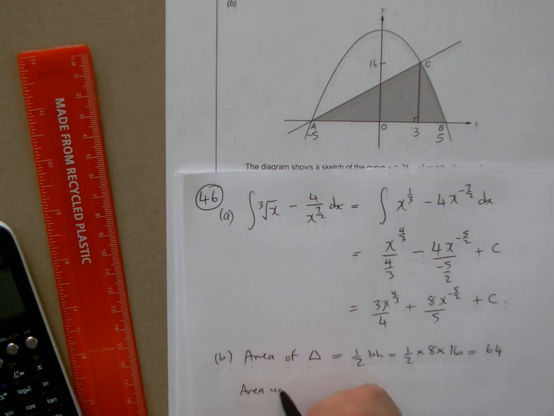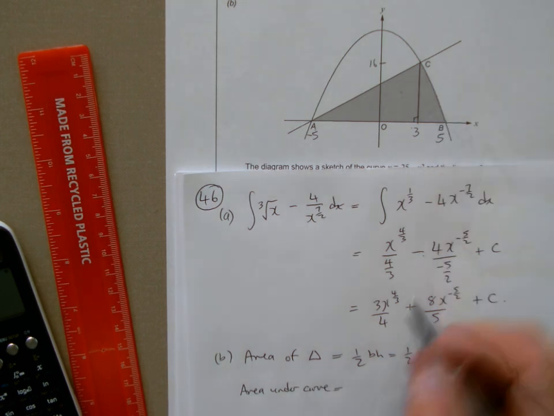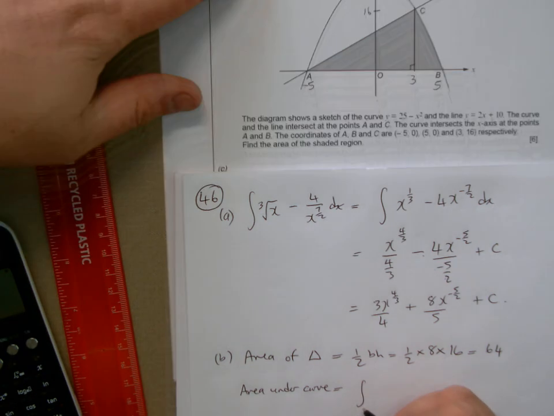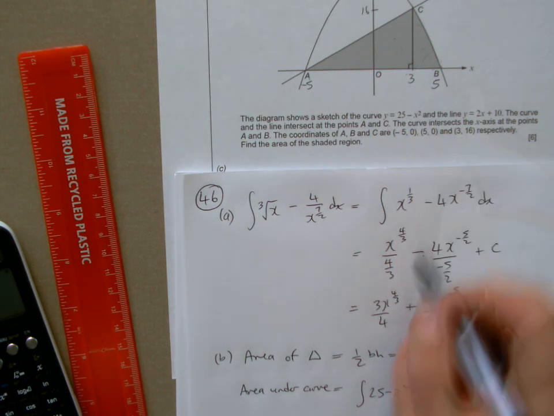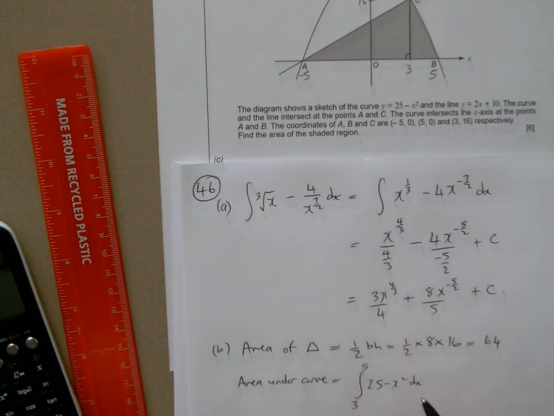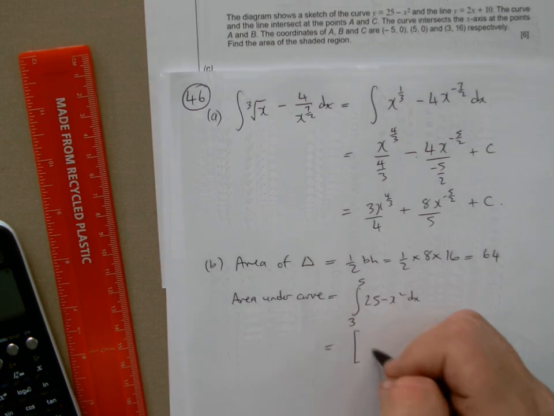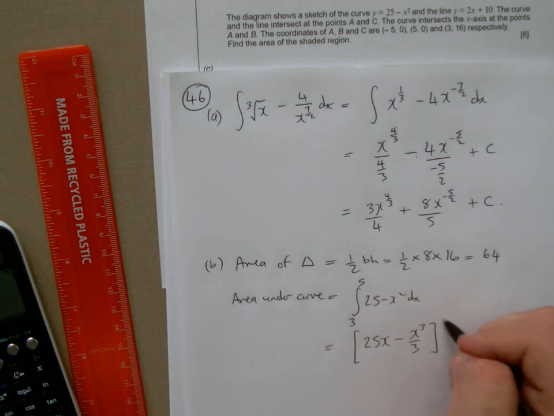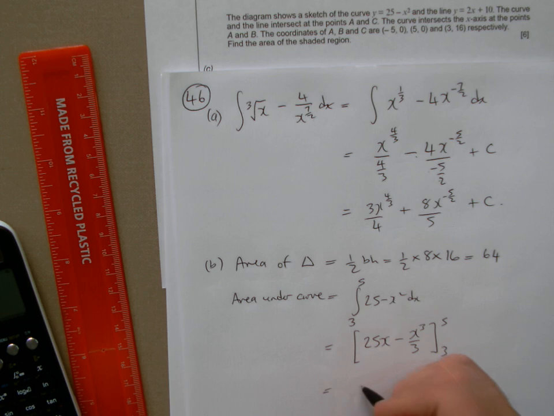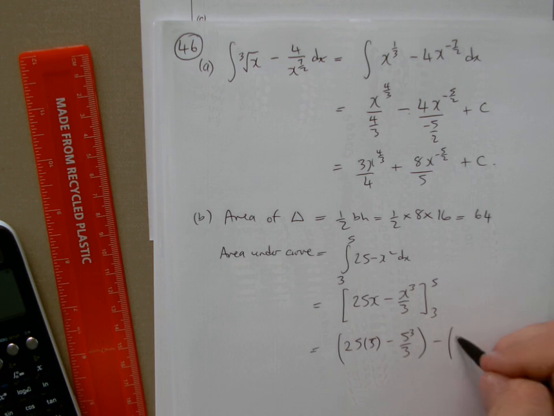Area then under the curve will be the integral of the curve equation, which is 25 minus x squared with respect to x. And the limits then minus 3 to 5, aren't they? So the lower limit's minus 3, upper limit's 5. So if I integrate that, we get 25x minus x cubed upon 3, between 5 and minus 3. So it's a case then of subbing in those values. Let's put 5 in there, of course. So put the upper limit in first, and then take away the lower limit.